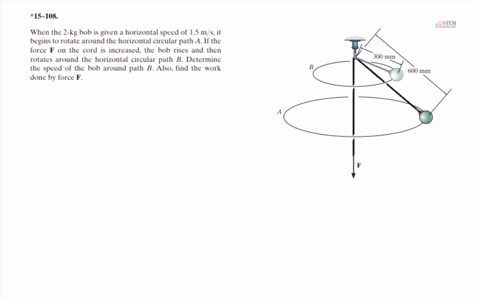Again, notice it says it's a horizontal path, so there's no elevation change or anything right here. So the height stays the same once it's on path B. Now we want to find a velocity, and then we want to find the work done by the force F, which is essentially the tension that's going to be applied to that little cable. So this, like I said, is out of the angular momentum section. So let's look at that first, and then we'll see if that's enough to find what we need.